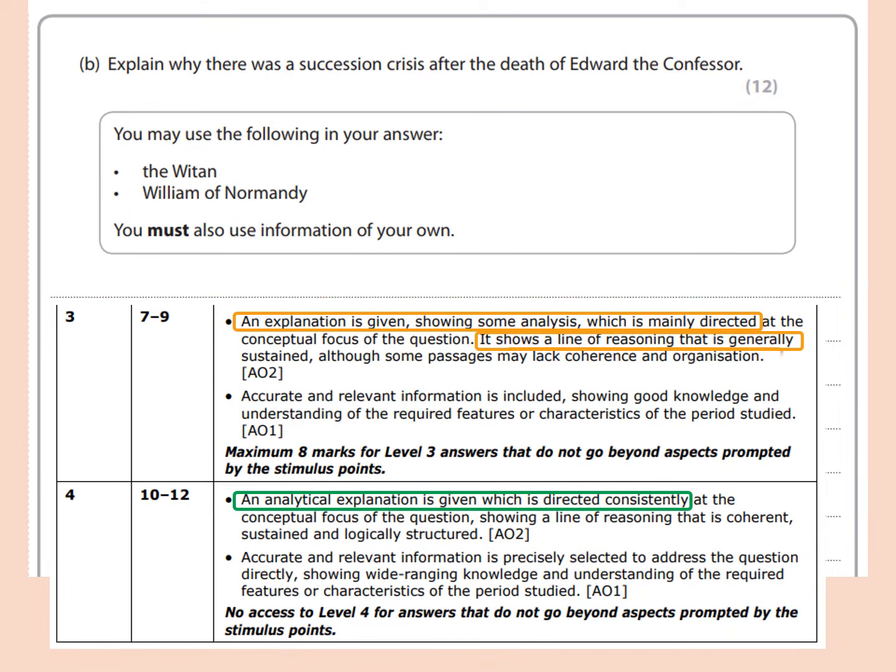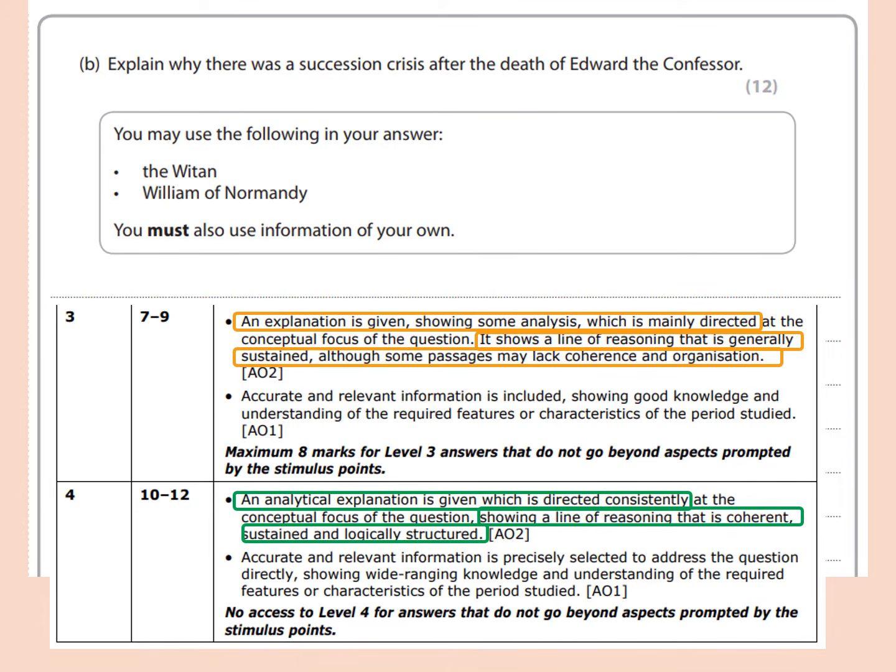What else then? It's shown as a line of reasoning which is generally sustained, although some passages may lack coherence and organisation. That means that your answer may be a little bit clunky, it might not be ordered in quite the right way, maybe you don't look at things in a particular sequence. Compare that to level 4. Here, the line of reasoning, your argument, your opinions, is coherent, sustained and logically structured. You don't change your mind halfway through, for example.